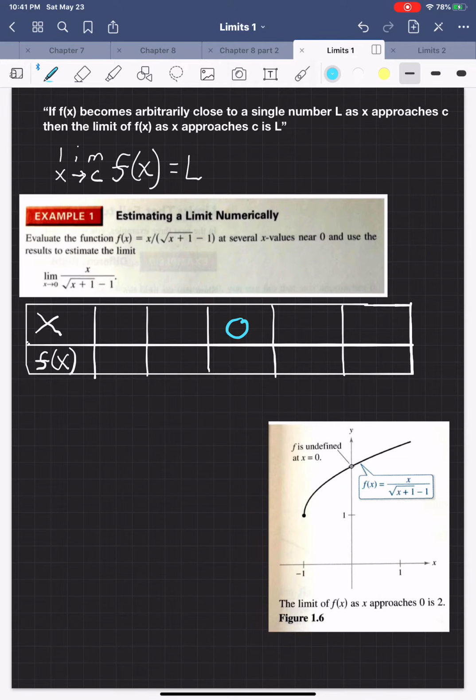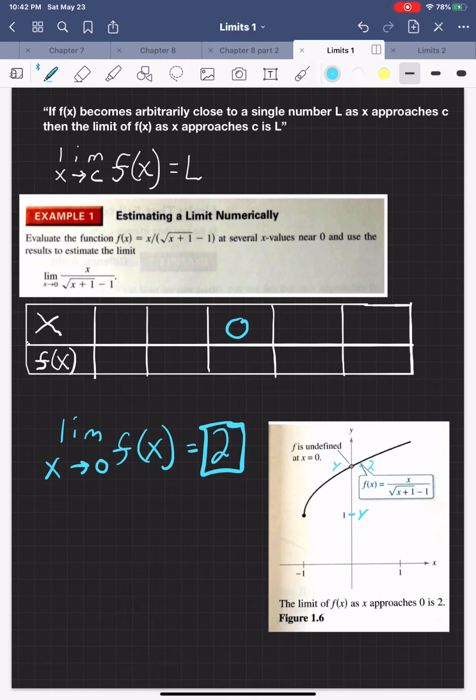But let me go ahead and give you the answer. In this case, the limit as x approaches 0 of that function is equal to 2. You could see that here's where y is equal to 1, and here would be where y is equal to 2. Okay. So that is one way of finding limits.